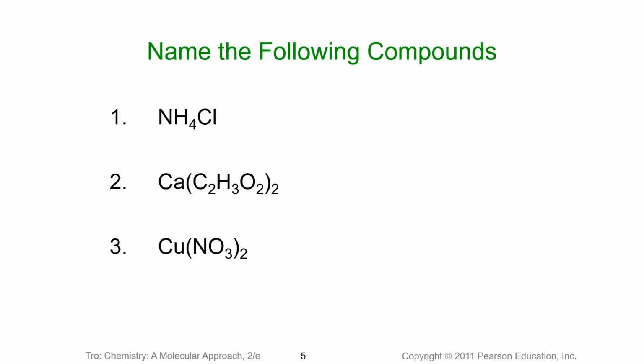Name the following compounds. Pause the video and write their names. The first one, we have NH4. This is our positive polyatomic ion. So we would write this as ammonium. Its charge is always +1, so we do not need to include it in the name. Cl is chloride.